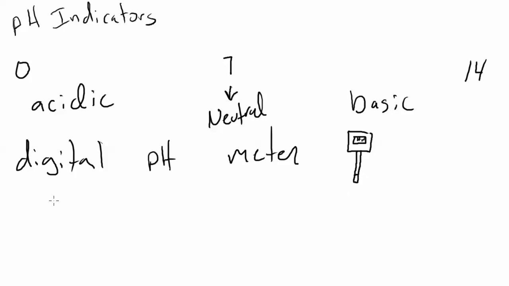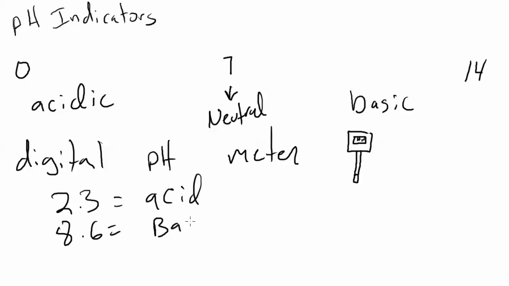If you stuck it in something and you got a reading of like 2.3, then you know that whatever you put it in was an acid. Pretty acidic too, 2.3. On the other hand, if you stuck it in something and it said it was 8.6, then you'd know that what you were measuring was a base.